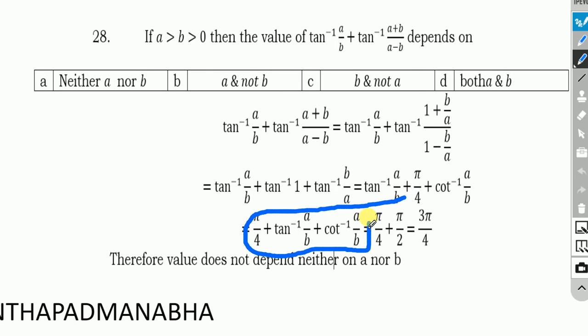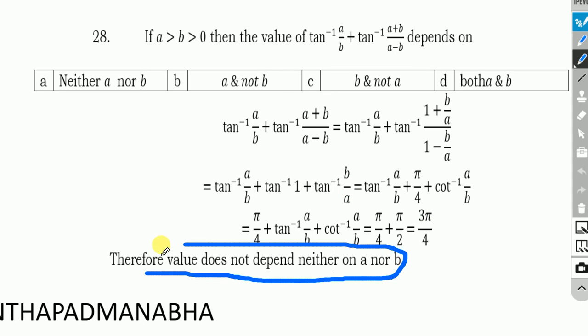So pi by 4 plus pi by 2 is equal to 3 pi by 4, that is 45 plus 90, which is 135 degrees, which is 3 pi by 4. So this is clearly independent of a and b, therefore the value depends neither on a nor on b. So option A is the right answer.